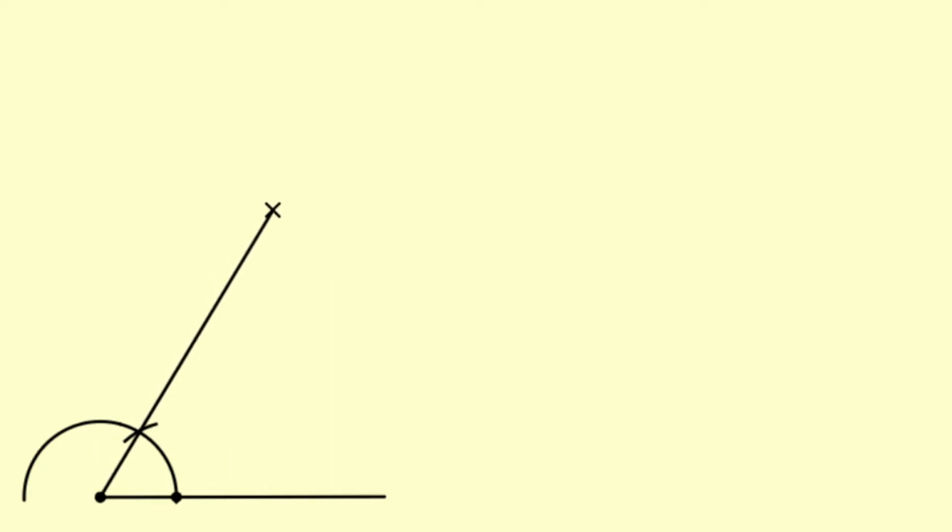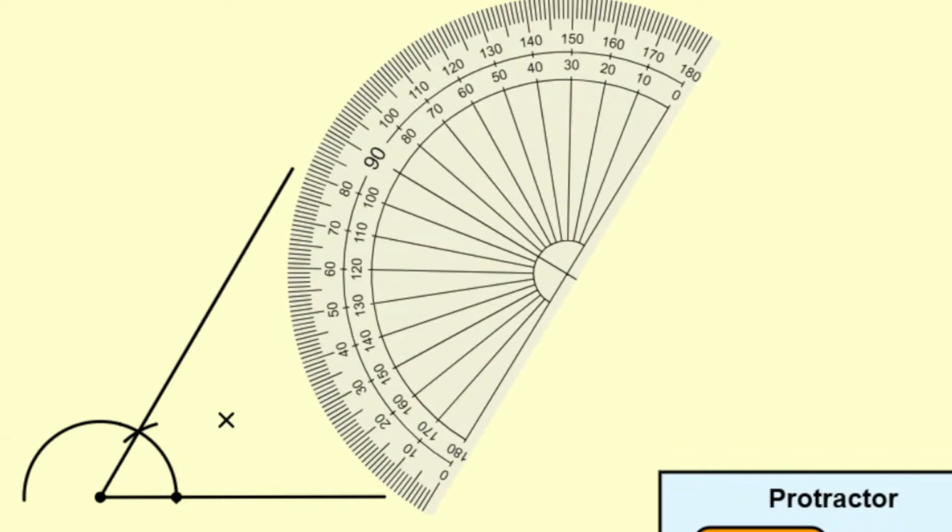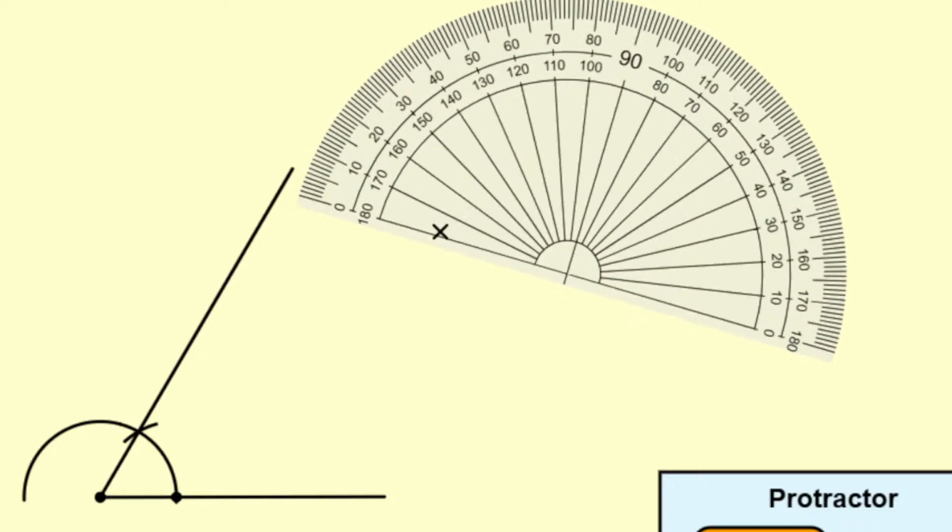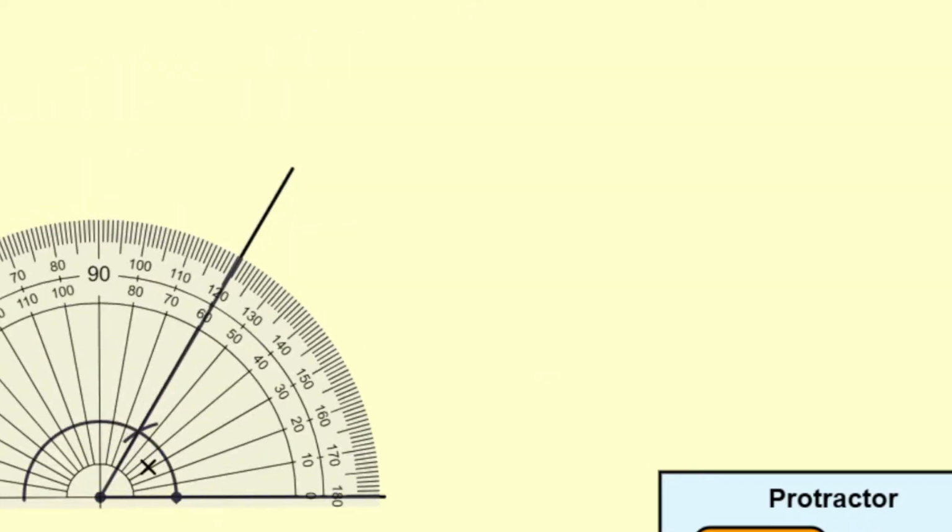The line should exactly pass through the point of intersection of both the arcs, and then you have to check your angle also. After checking only, because it should be perfectly 60 degree. You can see my angle is perfectly 60 degree.